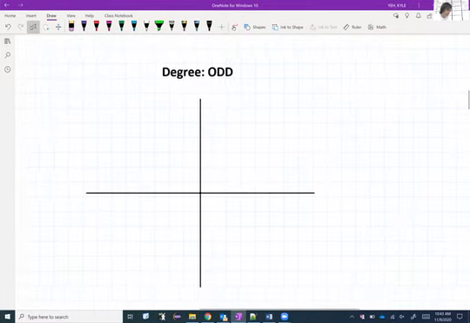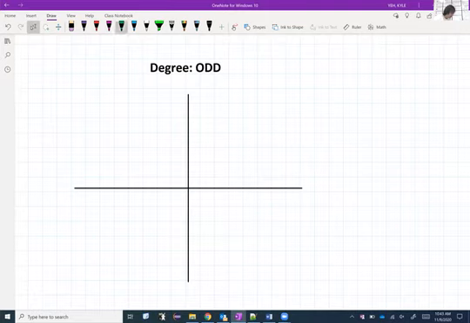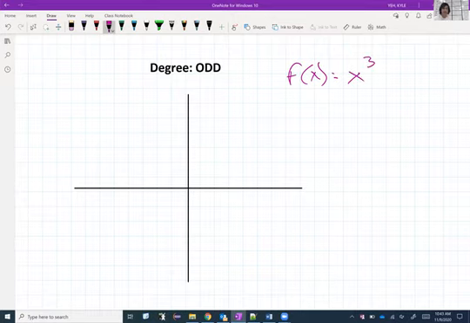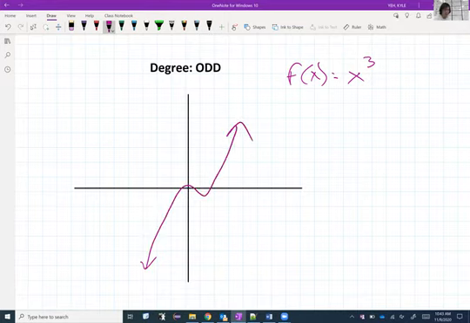What about odd? Odd, I'll go with f of x equals positive x cubed. Again, this isn't exactly what it'll look like in your calculator, but we know that positive x cubed should have 3 kind of changes of direction. So 1, 2, 3, we'll say.